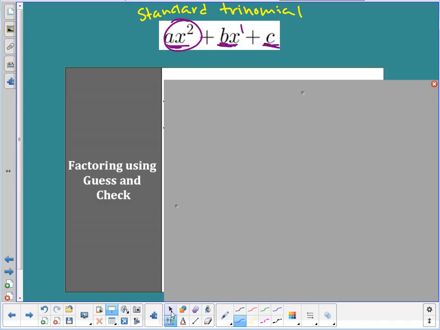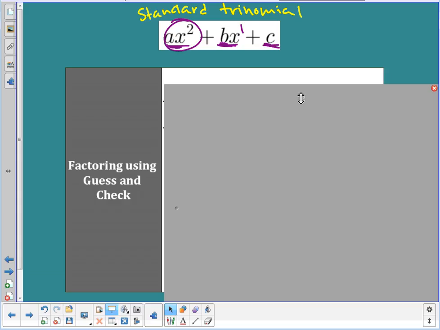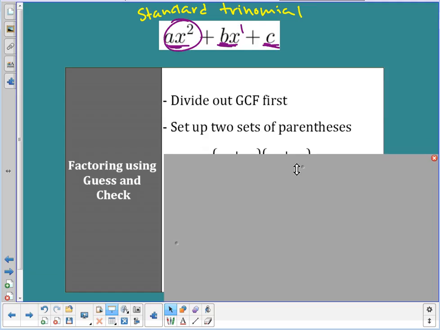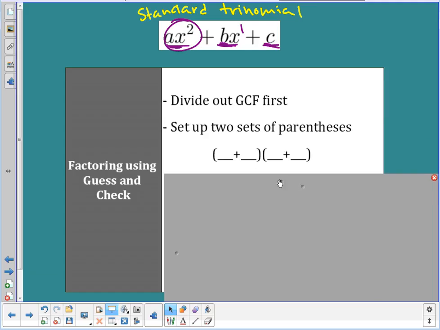So let's just talk through our steps here. The first thing that we always want to do, regardless of whatever method we're using for factoring, is take out the GCF. Check for a GCF and divide it out of every term first. Then after you do that, you can set up your factors. Set up your 2 sets of parentheses. This is going to be your factored expression. Okay, so I have one set of parentheses with 2 factors and another set of parentheses with 2 factors.